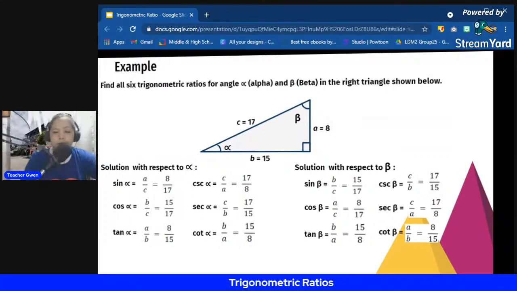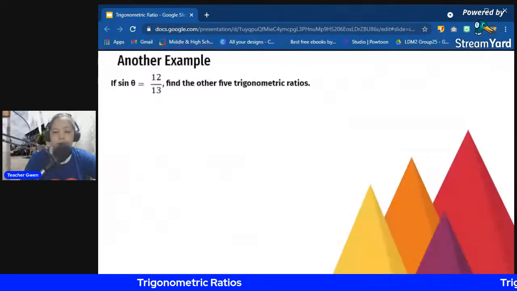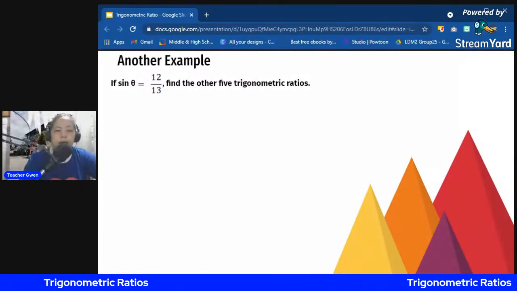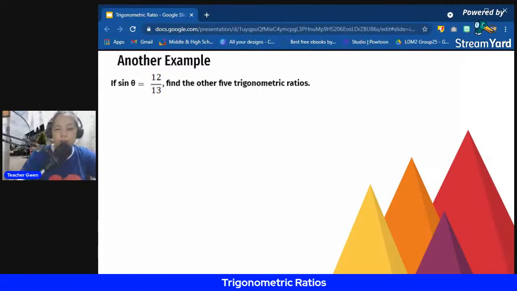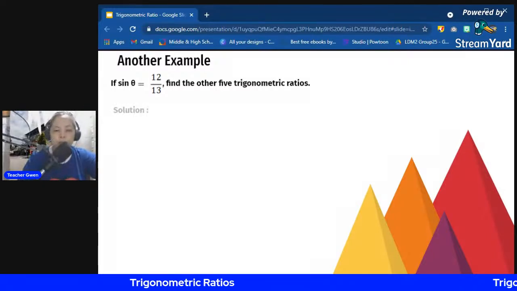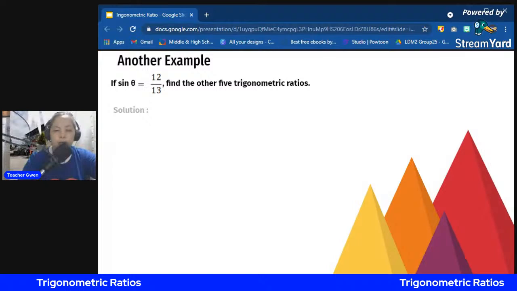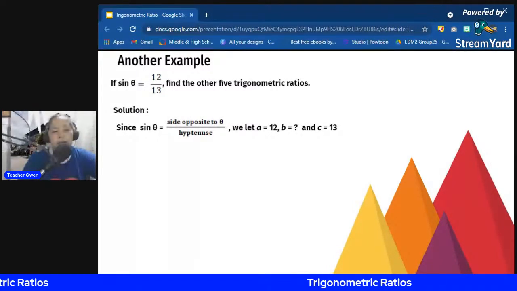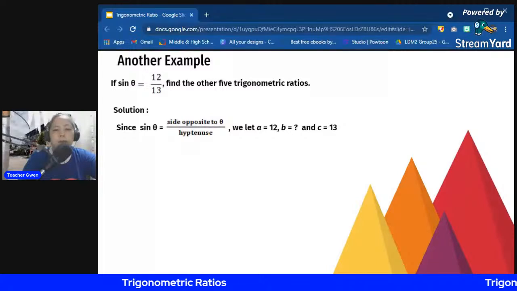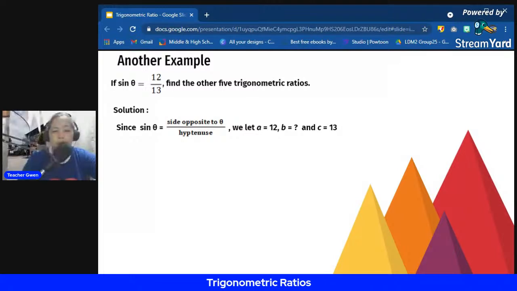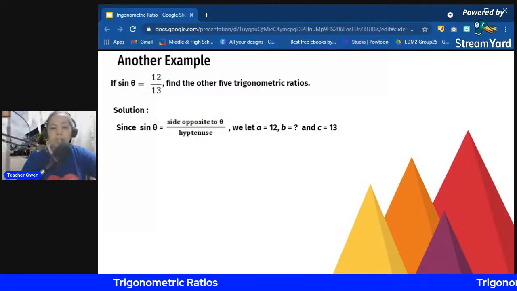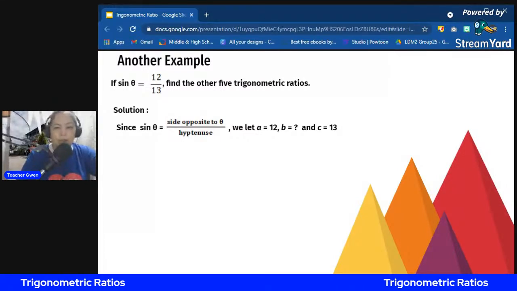Okay, we have here another example. If sine theta is equal to 12 over 13, find the other 5 trigonometric ratios. Okay, solution. Since sine theta is equal to side opposite to theta over the hypotenuse, then we let A equal to 12 and B the unknown. Remember, sine, A and C ra siya. And C is equal to 13.